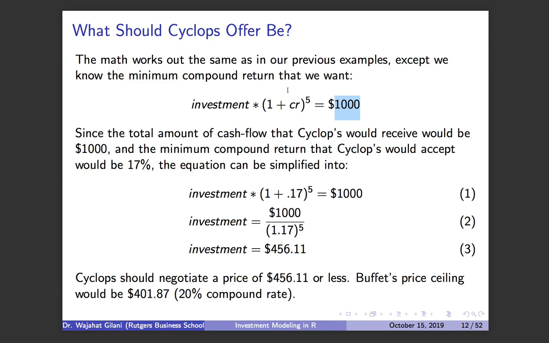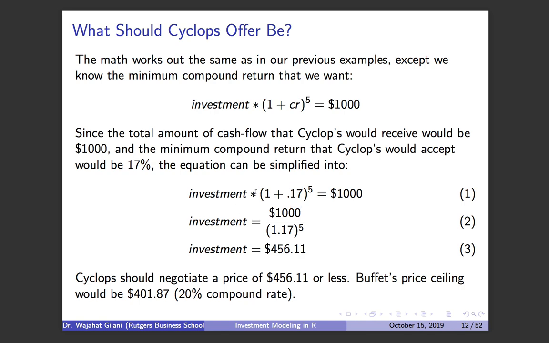We solve this because we know what Cyclops' objective here is year over year. Cyclops wants a 17% return year over year. Excellent. So my equation now becomes this. Cyclops wants to pay money for the business that is going to give him $1,000 over the next 5 years, which is going to come out to a 17% compound return for those 5 years, year over year. Now it's just simple algebra at this point.